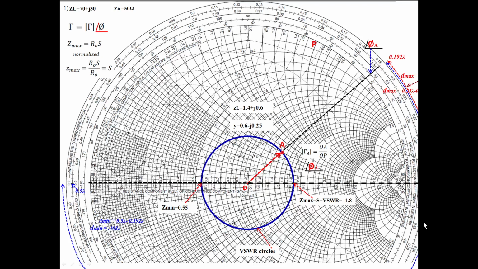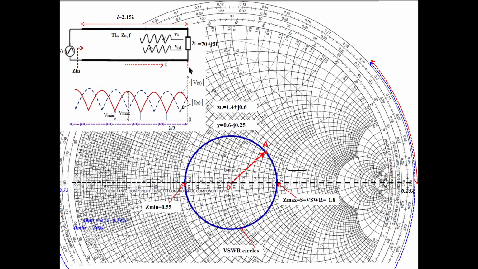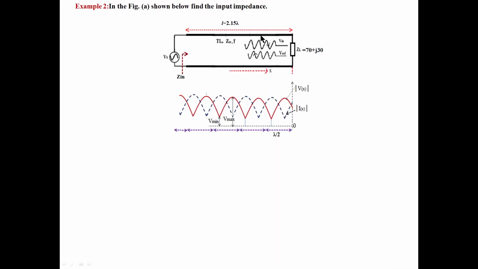Stop there and draw a line to the center of this Smith chart. It cuts the VSWR circle somewhere. Find out what the impedance is there. So like that you can find the impedance at any point over a transmission line. It may be any point. They may ask you to find the input impedance at 0.1 lambda from the load, or 0.2 lambda from the load, whatever it is. So from the load point you travel that much distance.